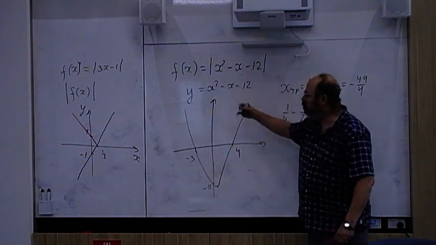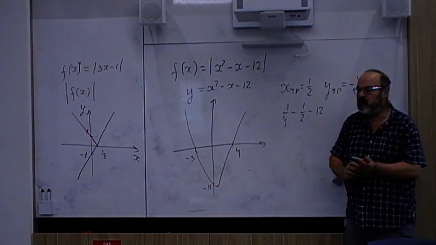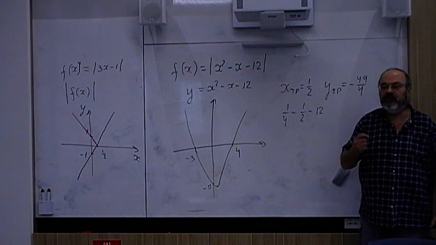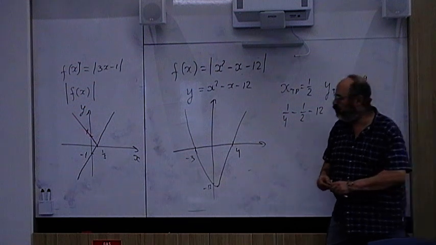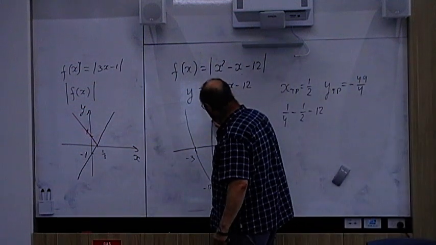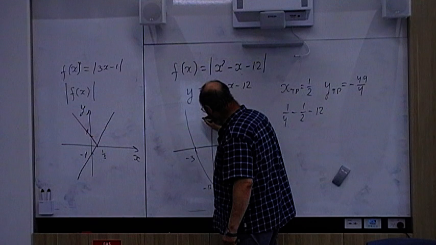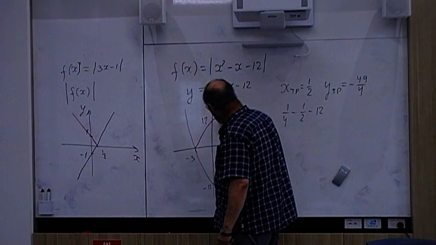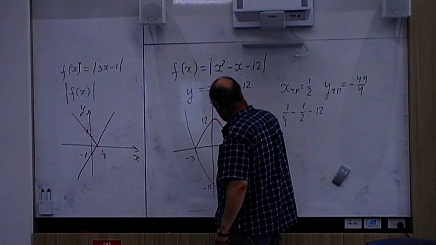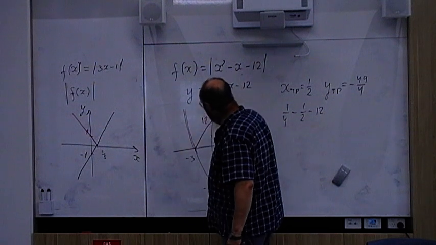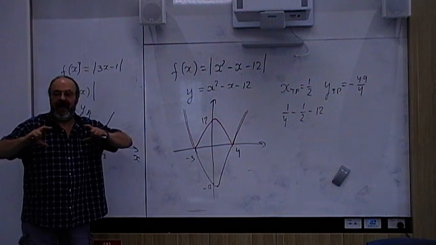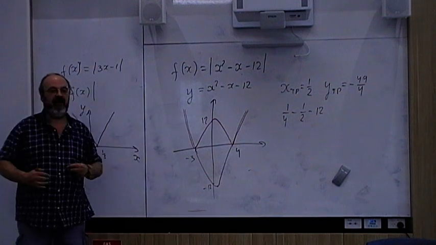And then we sketch the graph of x squared minus x minus 12. What will modulus do with it? It will flip, but only the negative part. So this will be 12. That will be the graph of the modulus of this. So we sketch the graph of the original, and what is below the x-axis, we just flip around the x-axis.